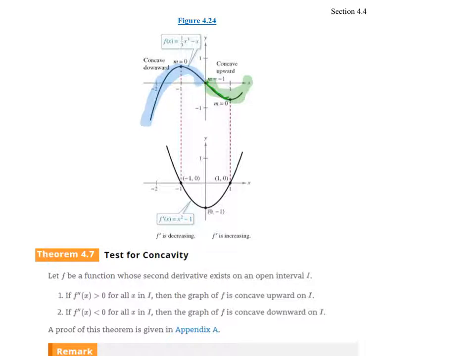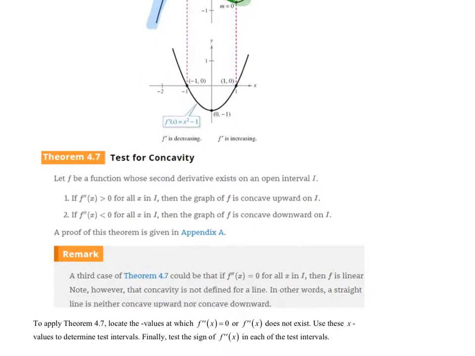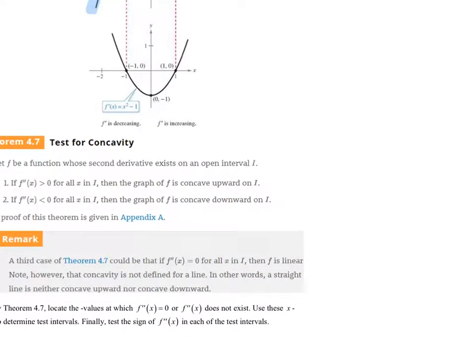That ties directly to the definition of concavity. But again, all we're going to do is use the second derivative. So look at theorem 4.7. It says, let f be a function whose derivative exists on an open interval. If f double prime of x is greater than 0, in other words, if your second derivative, let's go ahead and make a chart here. We made this on the previous page, but I'll make it again.